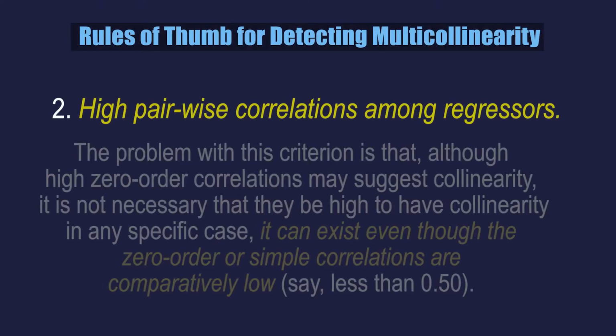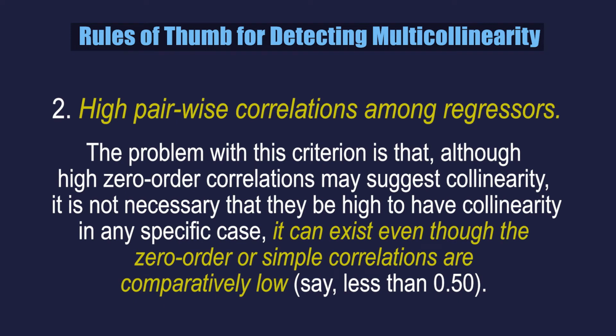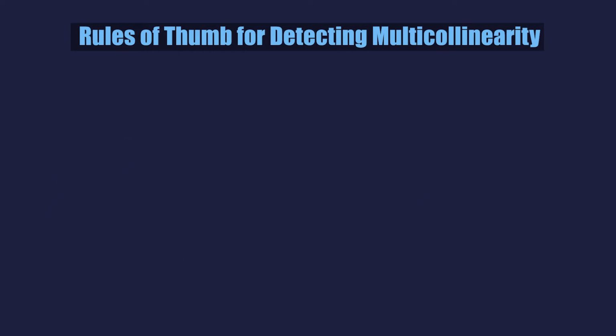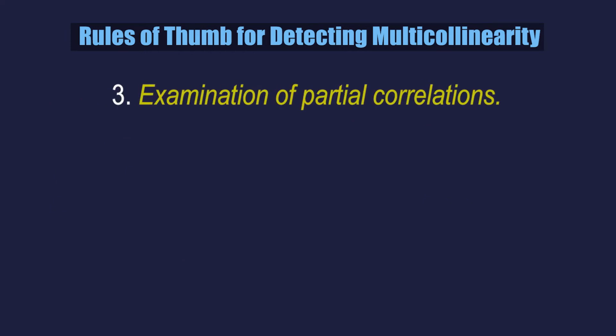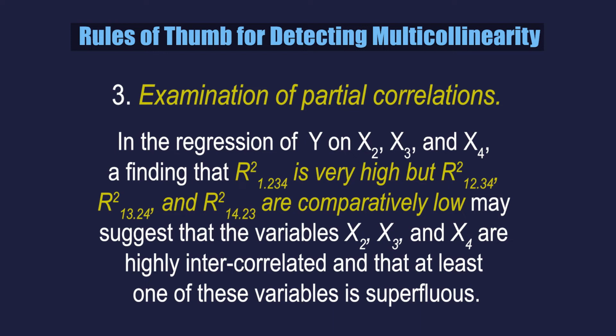Then we have the problem in case of the simple correlation or the partial correlation. So if we look at the partial correlation, then also it's an indication that multicollinearity may be a problem. So this goes for examination of partial correlations. Partial correlations means the regression of y on x2 when x3 and x4 are remaining constant. So under this condition, again we find out capital R squared is very high because y is regressed on x2, x3 and x4 are given.